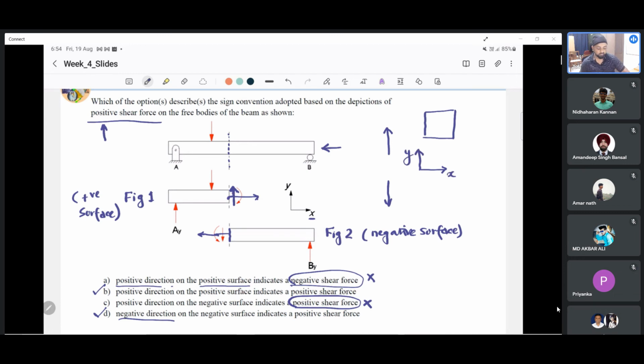How is this to be read? This is the positive surface. Our right side surface is positive because it has an outer normal going outward in the positive x direction. We are just saying on the positive surface, you mark a force that is pointing upward and call it positive shear force. On the negative surface, similarly, you mark a force that is pointing downward and consider it to be a positive shear force. This is the interpretation.